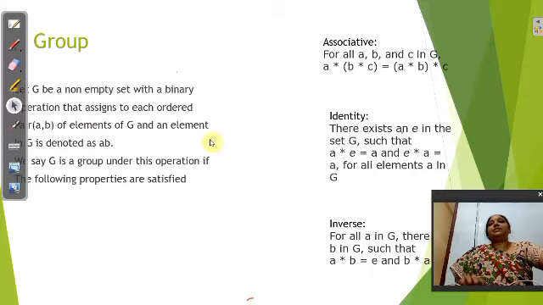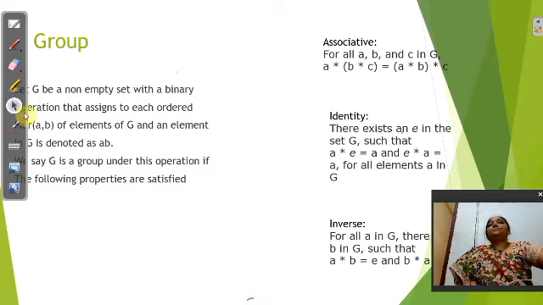What are they saying? Here they are taking an ordered pair (a, b). They are taking any two elements of G. These two elements they are taking from G. Then the product of these two elements is denoted as ab, again in G. If we take a, b, two elements from G, the product of those two elements ab again belongs to G.